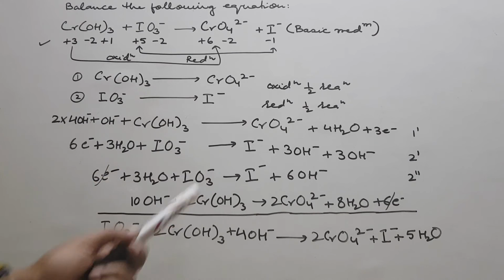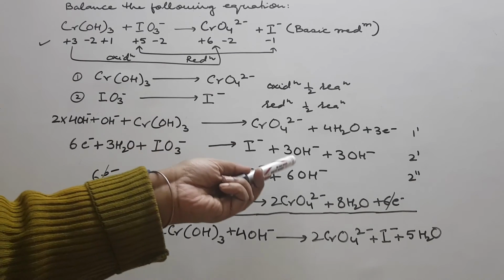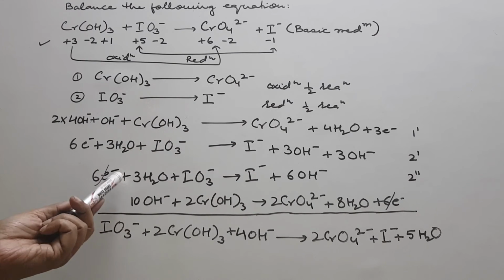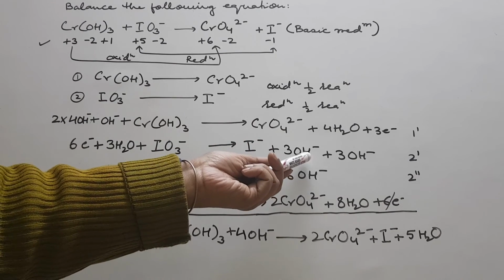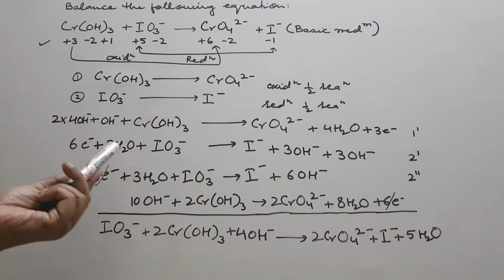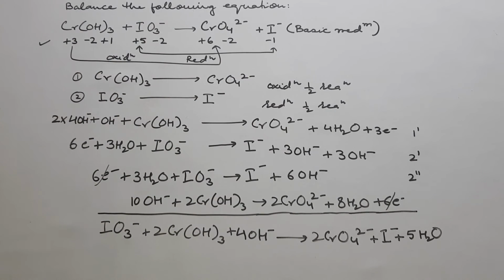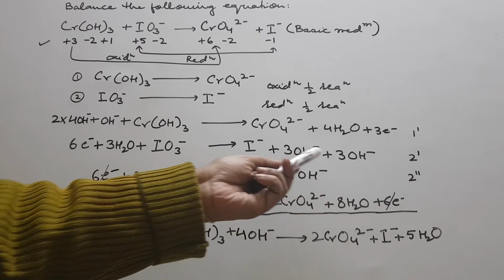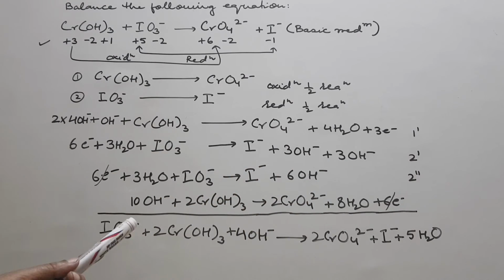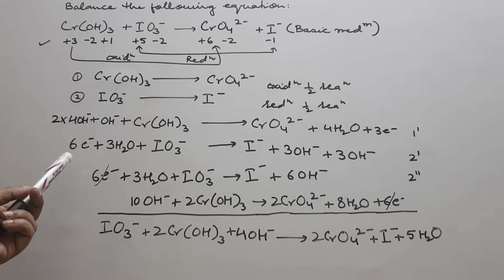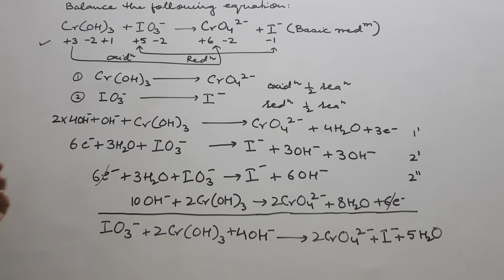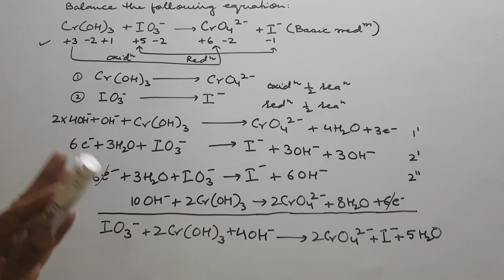Then it was this IO3 minus going to I minus. So I was already balanced. For balancing O, I had to write 3OH minus. Opposite side, because I had 3H here, I wrote 3H2O. For 3H2O, I had to write the same number of OH minus ions on the opposite side, and then charges balancing: 7 minus this side. It was only 1 minus this side, so ultimately I had to write 6 electrons. These were my two half balanced equations in all terms.